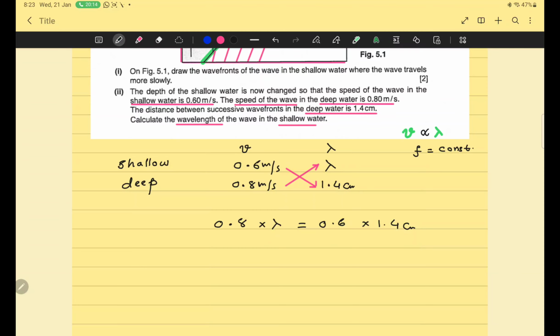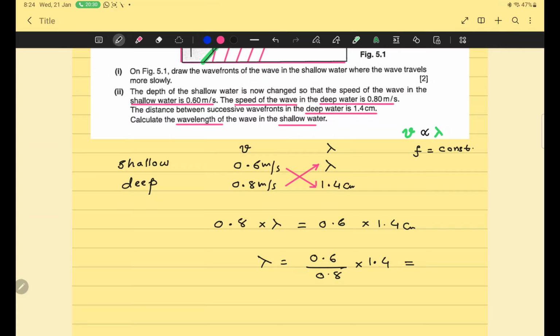Okay. So if you cross multiply, then obviously meter per second will cancel out on either side. And now you can calculate the wavelength in shallow water. It will be 0.6 divided by 0.8 into 1.4.